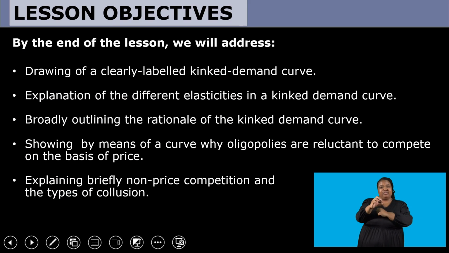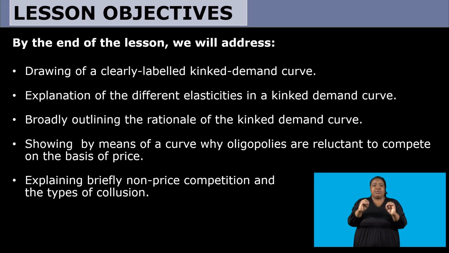By the end of this lesson, we will address the drawing of a clearly labeled kinked demand curve, explanation of the different elasticities in a kinked demand curve, broadly outlining the rationale of the kinked demand curve, showing by means of a curve why oligopolies are reluctant to compete on the basis of prices, and explaining briefly non-price competition and the types of collusion.